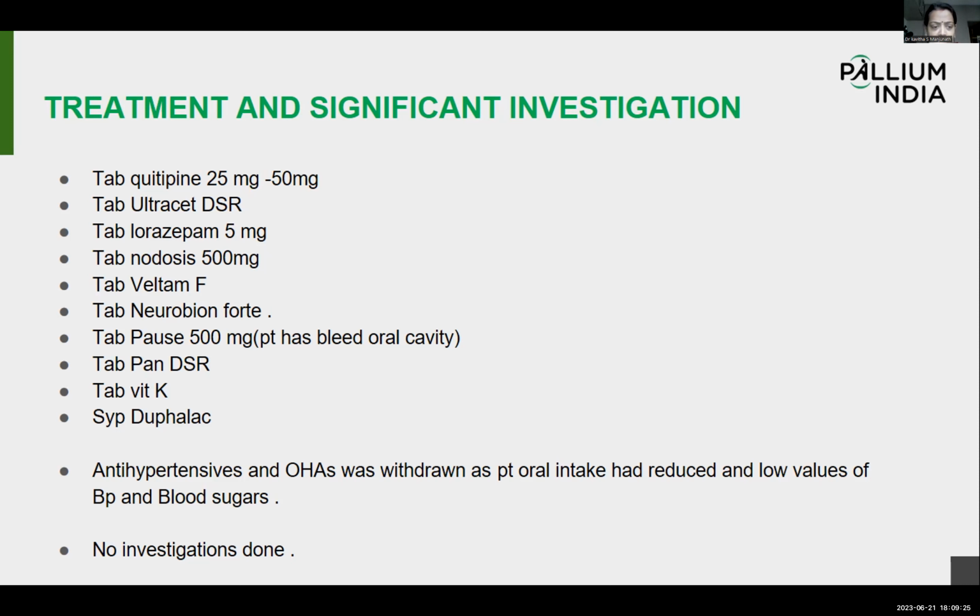His antihypertensive and oral hypoglycemic agents were withdrawn because his oral intake was very poor, and he was dropping towards low blood pressure and low blood sugars. This patient was at home. We were managing him at home. He didn't want to go to hospital. We never asked for any aggressive investigation because it was already decided by the family not to get into any sort of aggressive investigations.